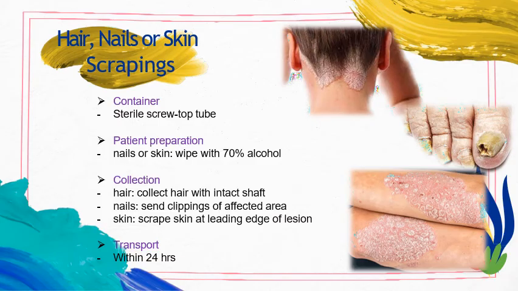Next is your hair, nail, or skin scraping. You will also use your sterile screw cap tube, and the nails or skin is wiped with 70% alcohol. For the collection, in hair, collect hair with the intact shaft. For nails, send clippings of the affected area, and for skin, scrape at the leading edge of the lesion. The transport is 24 hours.